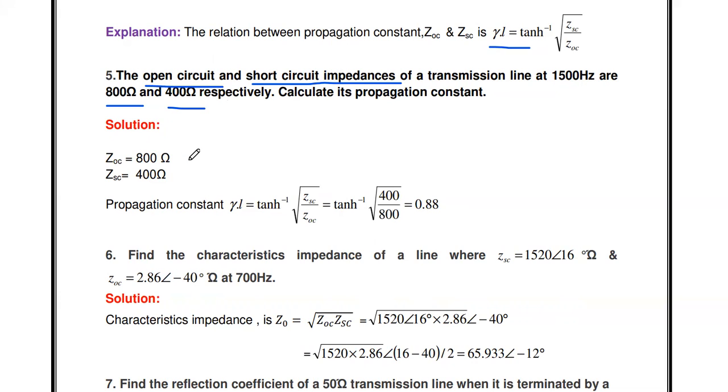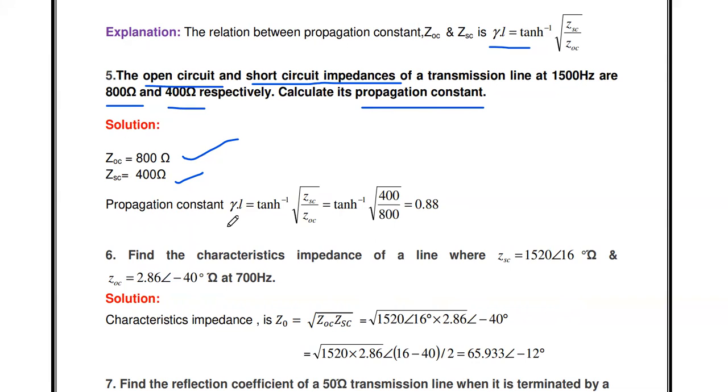Okay, open circuit impedance means ZOC, so ZOC equals 800 ohms, and the short circuit impedance ZSC equals 400 ohms. The question is to calculate the propagation constant. So what is the relation between ZOC, ZSC and the propagation constant?